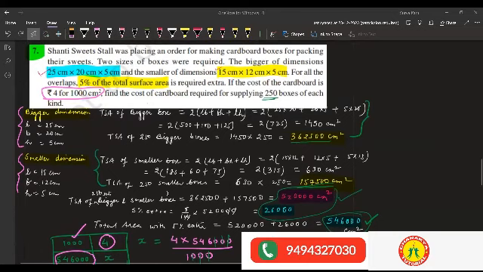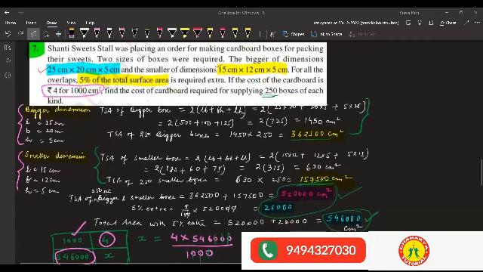This is a bit bigger question actually. And some extra things, overlapping, are coming over here. The total surface area I'm finding, then I'm just finding extra things and all. They've done so many things over here. Okay. Santi Sweet Stall is placing an order for making cardboard boxes for packing their sweets.